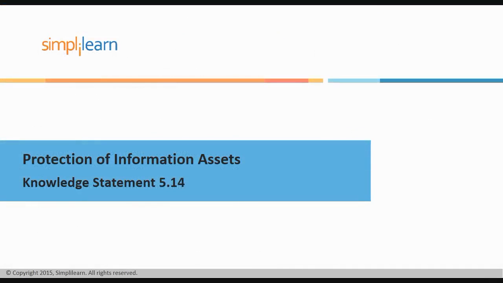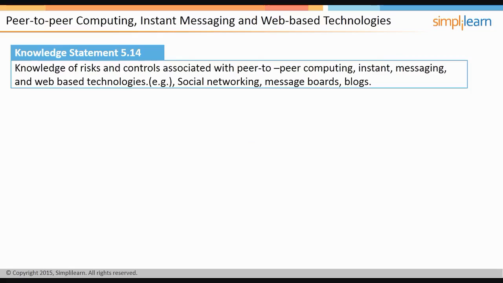In this topic, we will learn about the concepts in Knowledge Statement 5.14. Let us discuss peer-to-peer computing, instant messaging, and web-based technologies in the next screen. CISA candidates must have knowledge of the risks and controls associated with peer-to-peer computing, instant messaging, and web-based technologies, for example, social networking, message boards, and blogs.